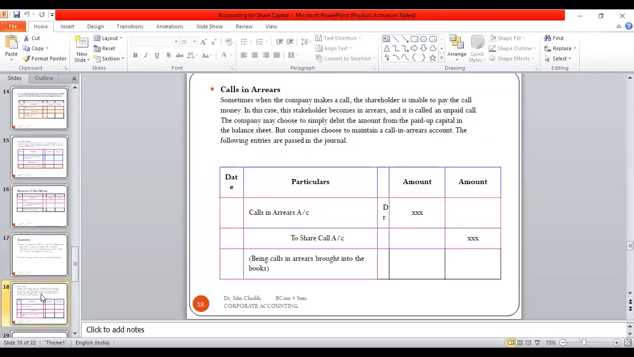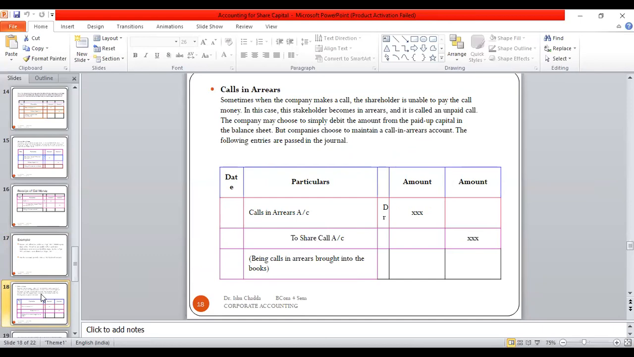The next entries we will pass are about calls in arrears. Sometimes when a company makes a call, the shareholder is unable to pay the call money. In that case, the shareholder becomes in arrears and it is called an unpaid call. The company may choose to simply deduct the amount from the paid-up capital in the balance sheet, but a company may choose to maintain a calls in arrears account. The following general entry will be passed: calls in arrears account debited to share call account, being the calls in arrears brought into the books.